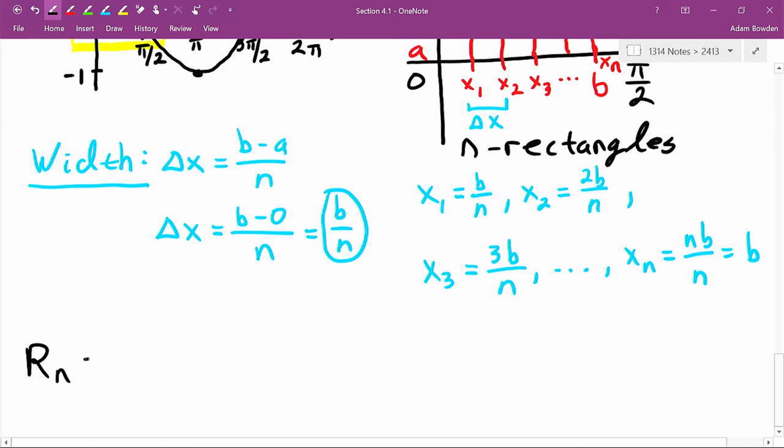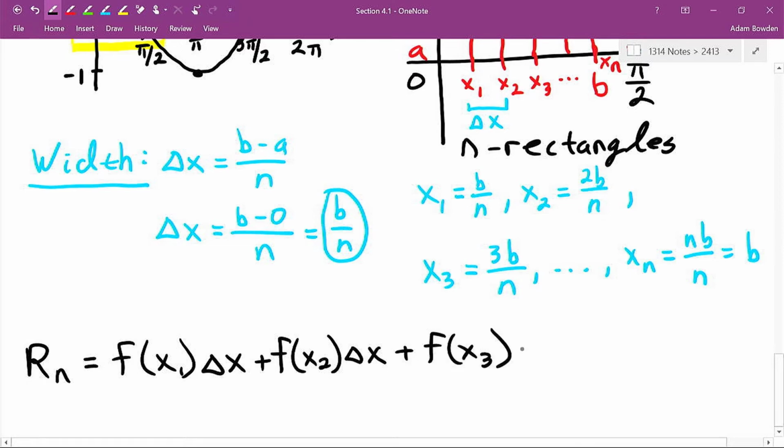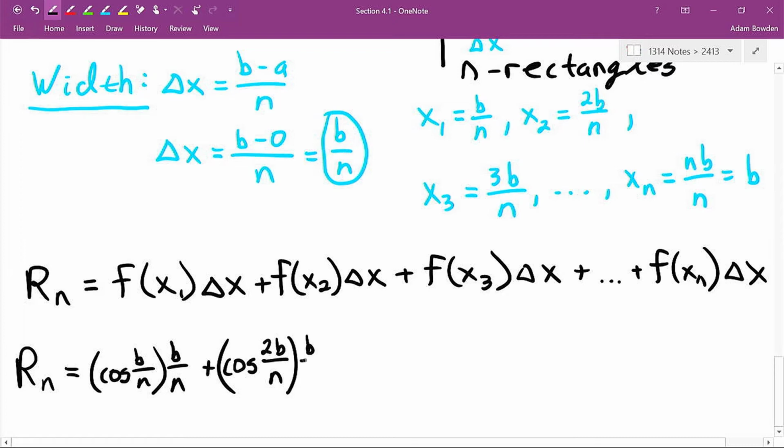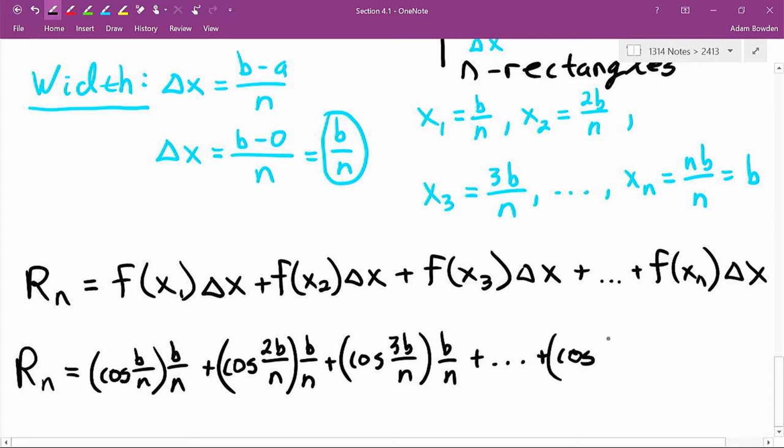So our summation here for the sum of all the right rectangles would be f of x1 delta x plus f of x2 delta x plus f of x3 delta x. This is again width times height for each rectangle, plus all the way up to f of xn delta x. So in the context of our function, which is cosine, it would go cosine of b over n times b over n, plus cosine 2b over n times b over n, plus cosine 3b over n times b over n, plus dot dot dot all the way up to cosine nb over n times b over n.